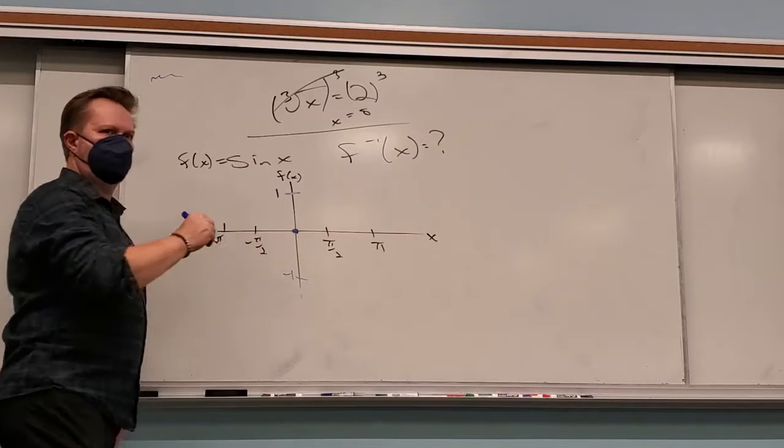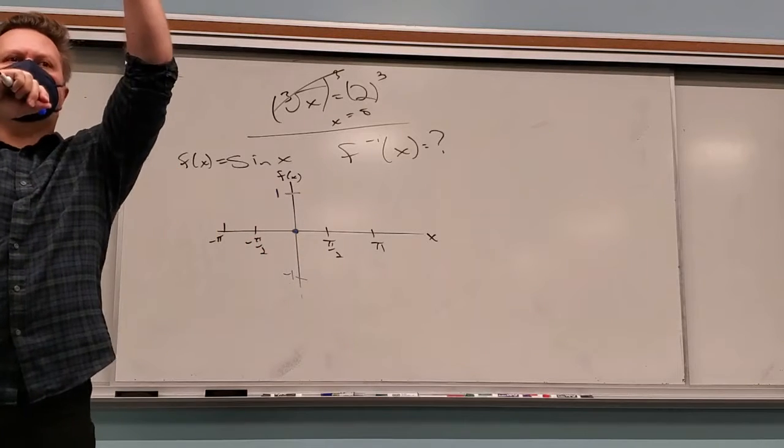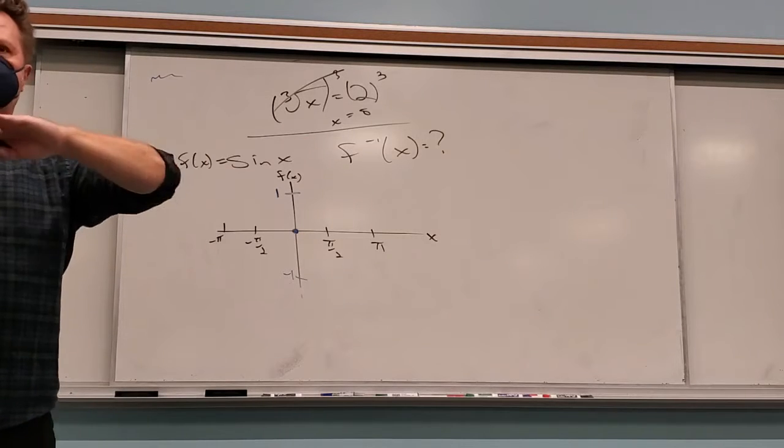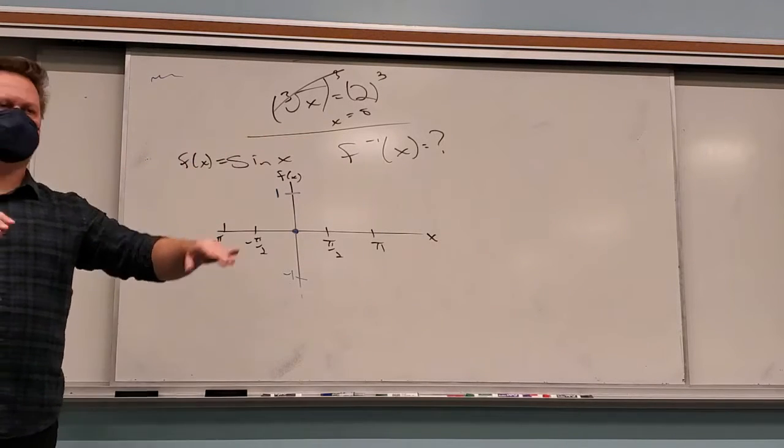Sine of 0 is 0, right? So sine starts at 0. Cosine starts at 1, right? Because cosine loves x, sine does not like x. So it's 0 on the x-axis, 0 at 0 degrees.